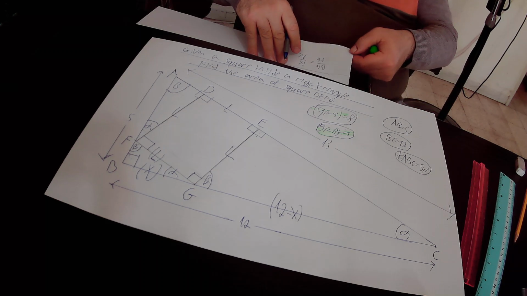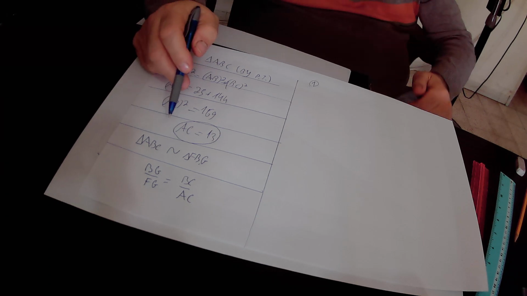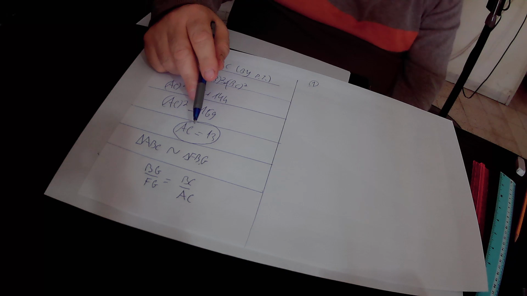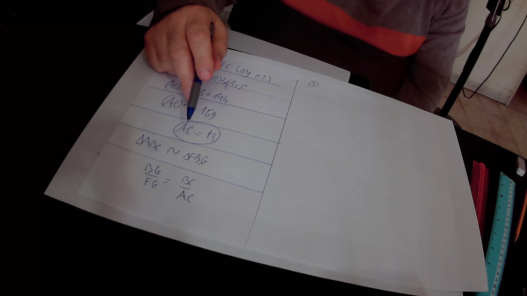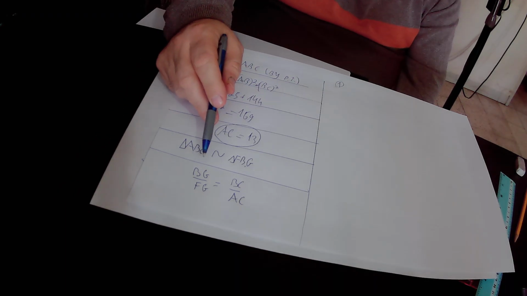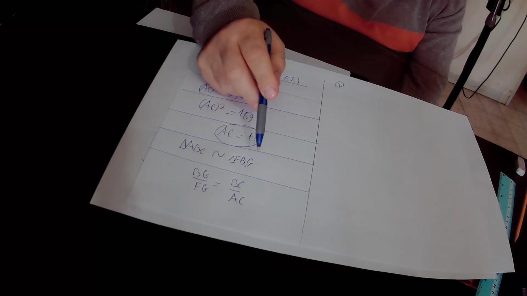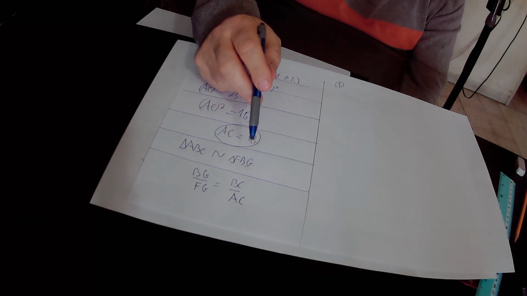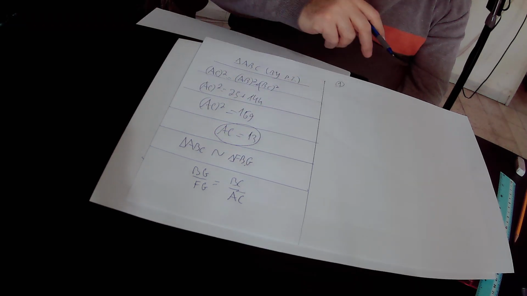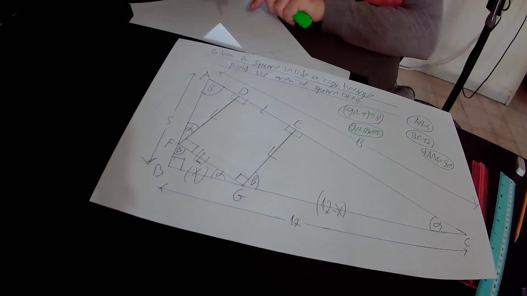Repeat again. From the fact that the big right triangle ABC is similar to the small right triangle FBG, we derive that the following relationship exists between their sides. We derive that BG over FG in the small right triangle FBG equals BC over AC in the big right triangle ABC. So this is equation 1.